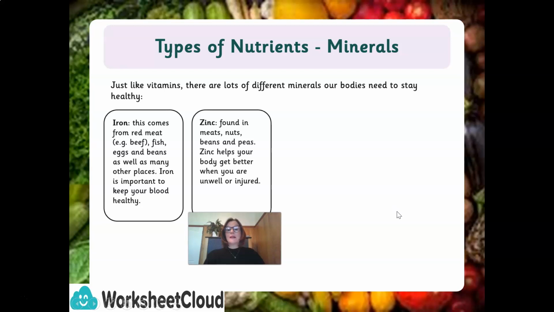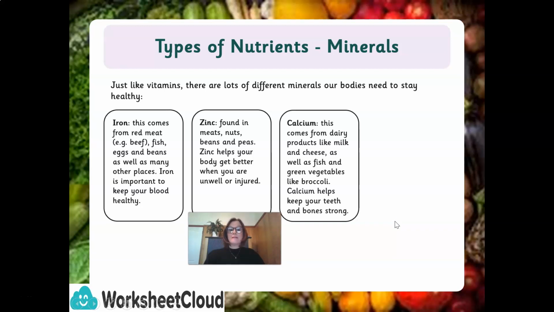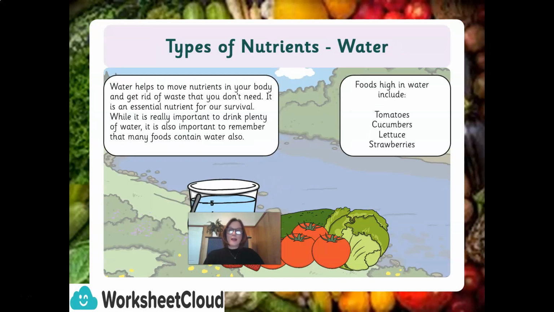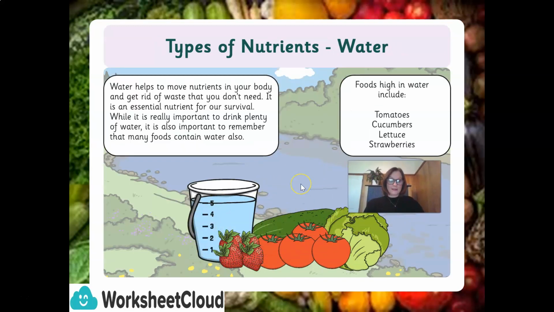Zinc is found in meat, nuts, beans, and peas, and it helps your body get better when you are feeling unwell or if you are injured. Calcium comes from dairy products like milk and cheese, as well as fish and green vegetables like broccoli. Calcium helps keep your teeth and your bones strong. Potassium is found in bananas, tomatoes, potatoes, and many different kinds of fruits. Potassium keeps your muscles working properly. So very important, grade 6s, that we also have the right minerals in our bodies.